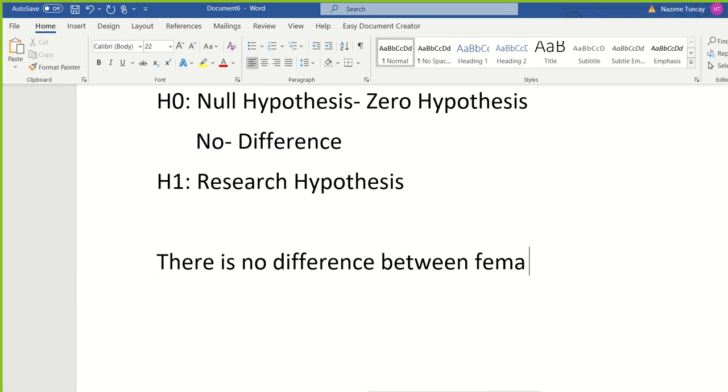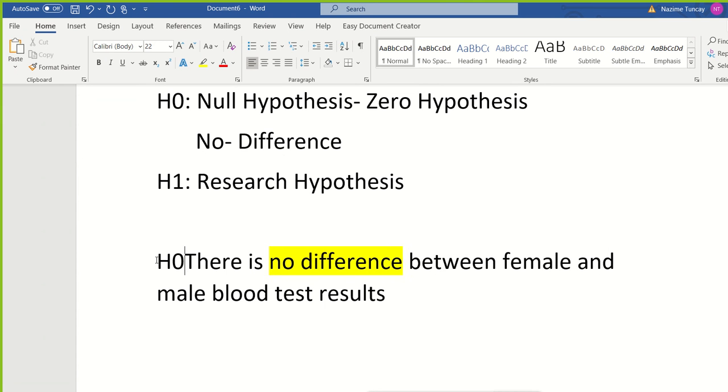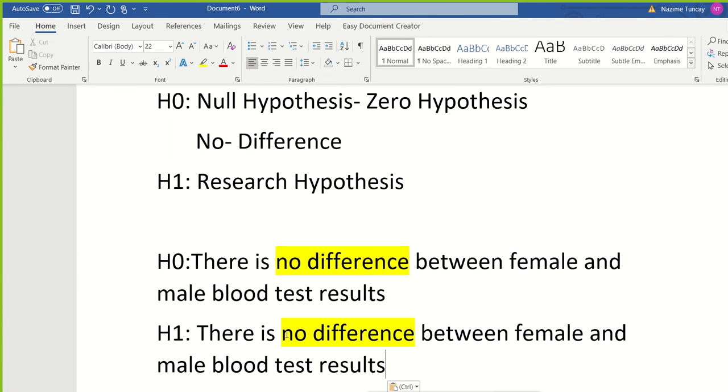female and male blood test results. Okay, this says no difference. So when you have no difference, it's H0. And H1 says there is a significant difference. This is just the opposite of H0. So H1 always says there is a difference, a significant difference.